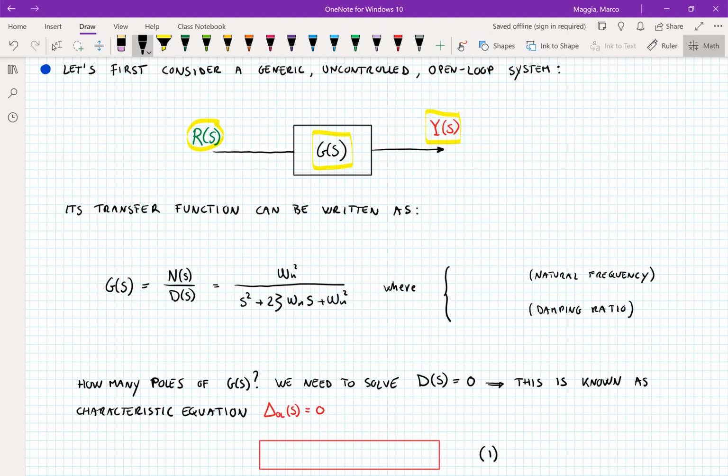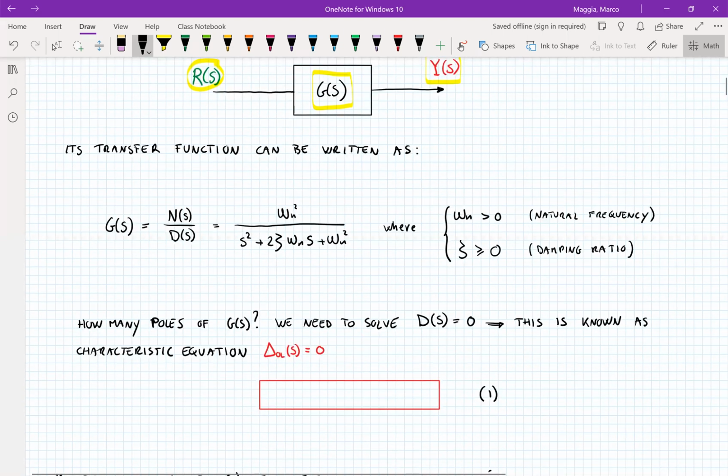And we've also given names to these parameters. In particular, we have omega n, which is a positive number, and that is known as the natural frequency, whereas zeta can be equal to 0 or greater than 0 and is known as the damping ratio. Now, how many poles do we have for the transfer function G of s? As usual, we need to solve D of s equals 0, because the roots of such equation are the poles of the transfer function.